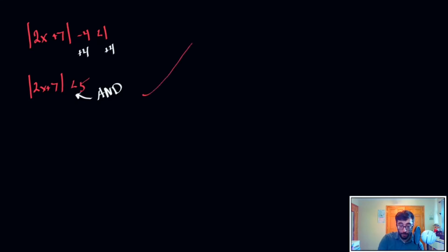I'm going to kind of write it up here. The inside never changes, so 2x plus 7. Now that is going to be less than 5, and it has to be greater than negative 5. Now, since it's an and, I can actually write that greater than like so, okay? Because you can still read this as 2x plus 7 is greater than negative 5, but also and less than positive 5, okay? And now we can solve this, okay?